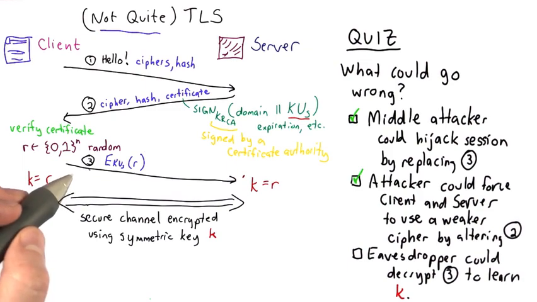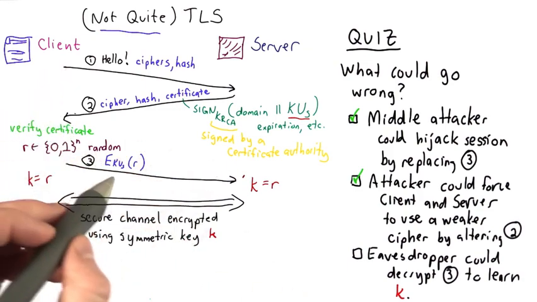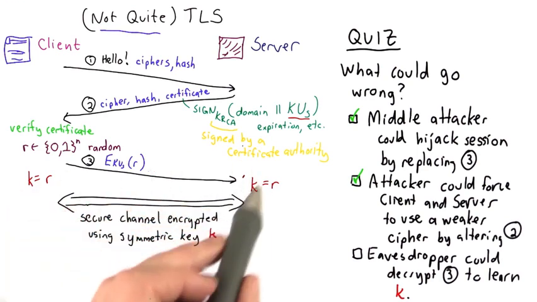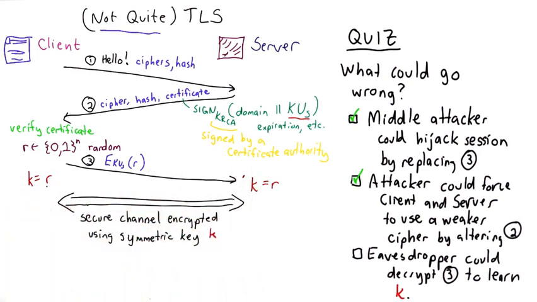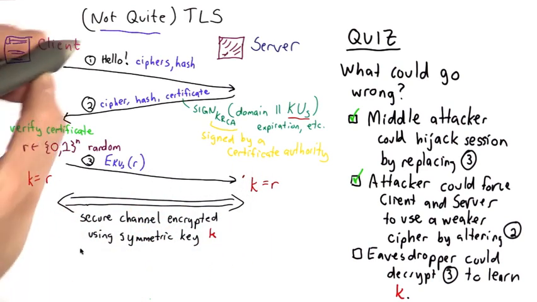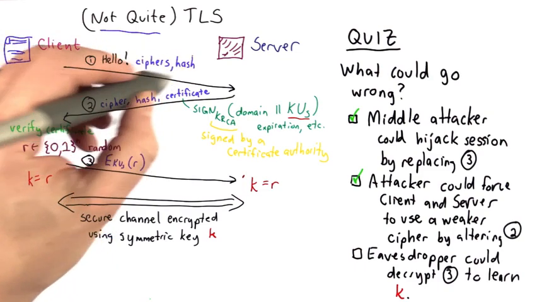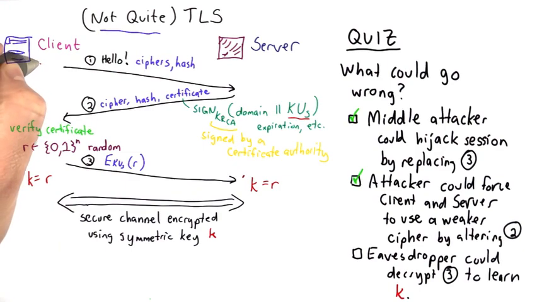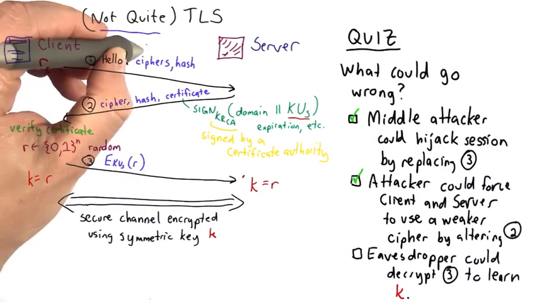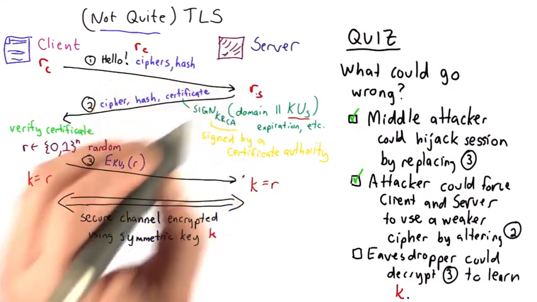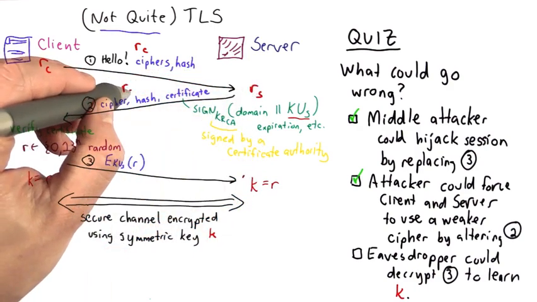So the way to solve this problem is to include more randomness in the key here. So an attacker who can replace this won't be able to trick the parties into agreeing to a different key, and then they can verify that they've agreed on the same key. So what we're going to do is add extra random nonces to these steps. So in addition to the messages here, the client will generate a random value, we'll call that RC, that will be added to this message. The server will generate a random value RS that will be added to this message.